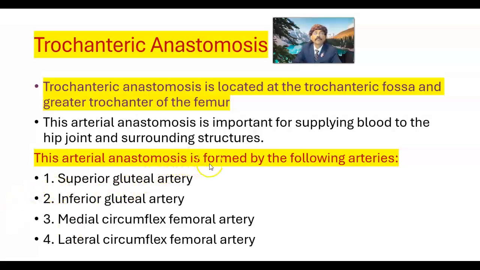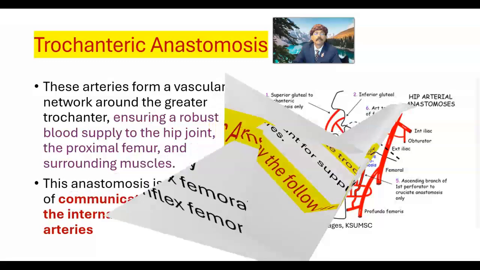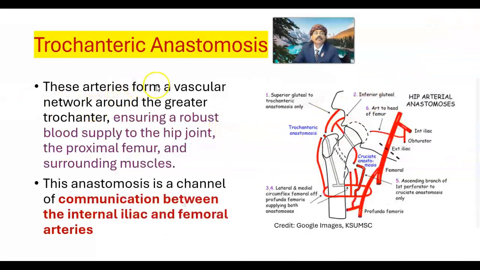This arterial anastomosis is formed by the following arteries: superior gluteal artery, inferior gluteal artery. These are the descending branches. Medial circumflex femoral artery, lateral circumflex femoral artery. From these two, we are getting the ascending branches. So we have four arteries forming the trochanteric anastomosis, located at the trochanteric fossa and greater trochanter of the femur. These arteries form a vascular network around the greater trochanter.